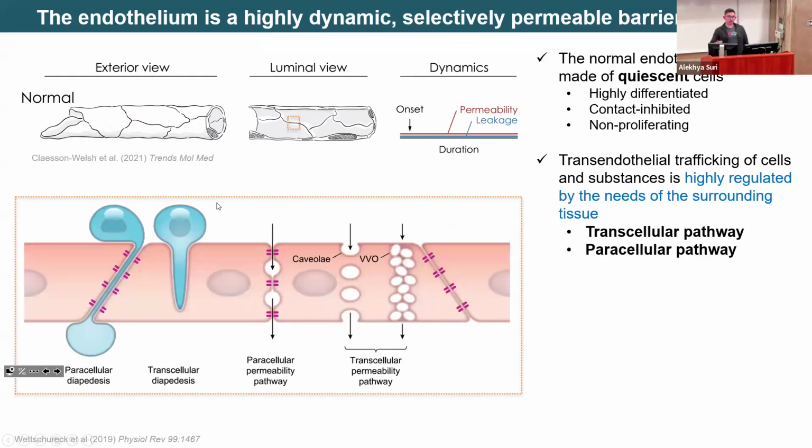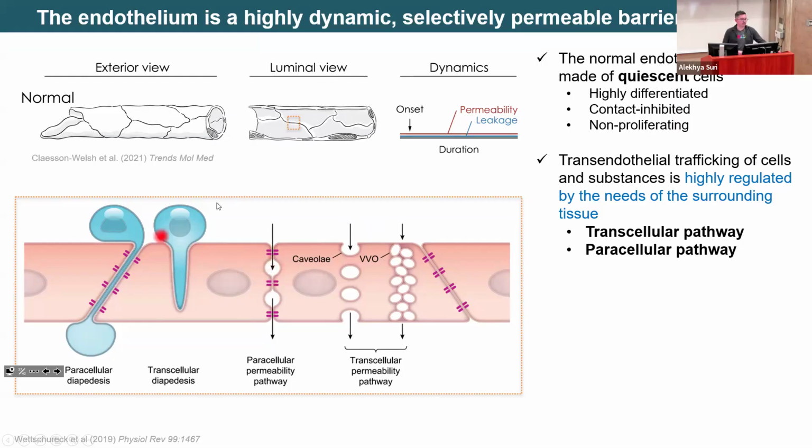Now, this selective permeability of the endothelial barrier is primarily given by the intercellular junctions, right? That basically create this junction between endothelial cells. But when things do need to cross, and under different scenarios, different things do need to cross.